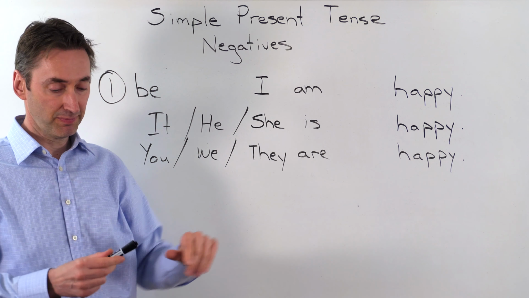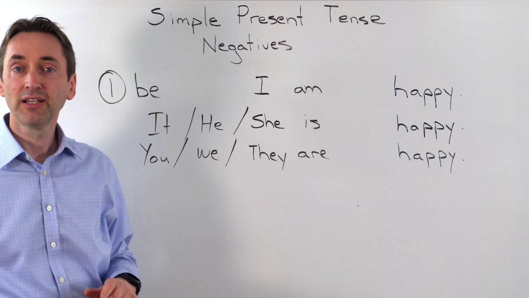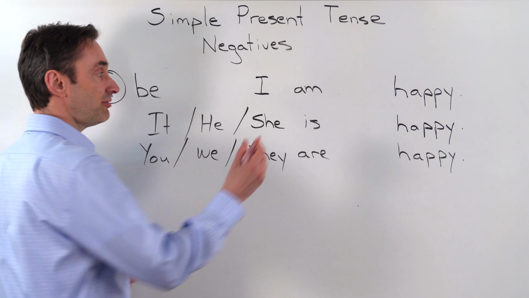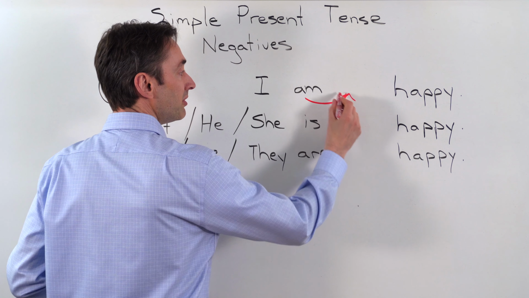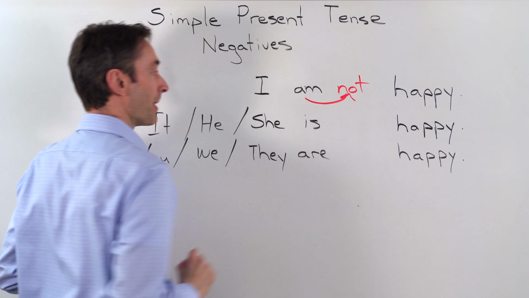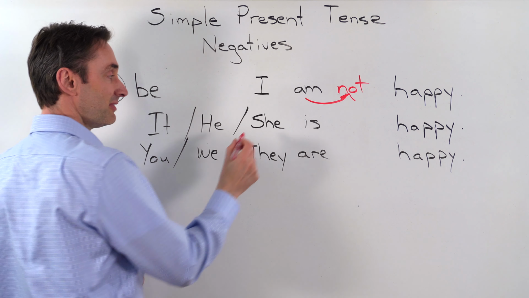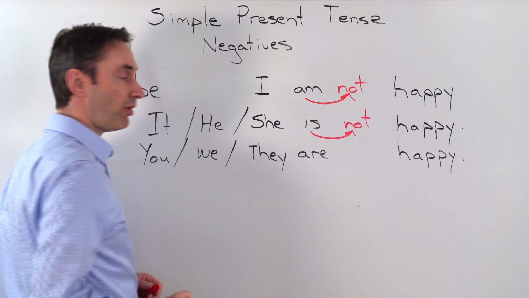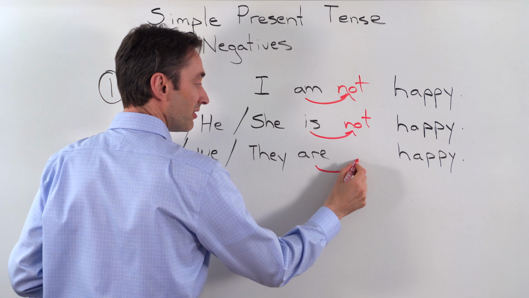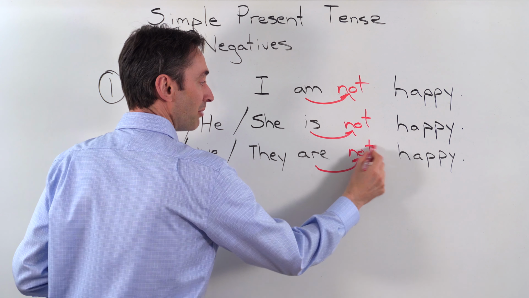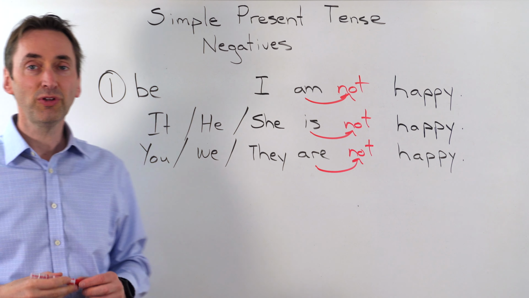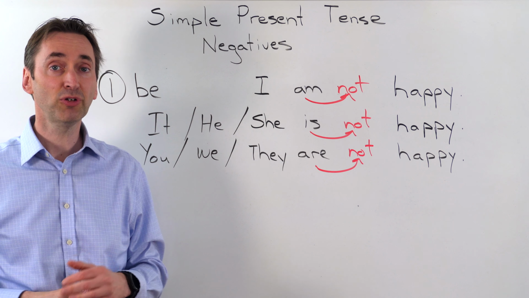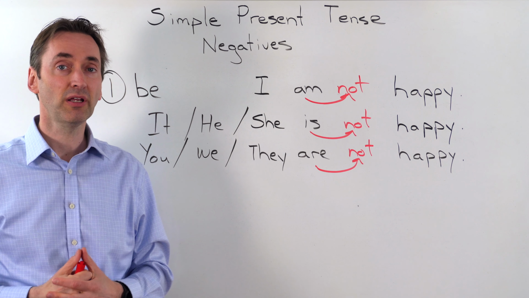So, I am happy is the affirmative form of that sentence. If I want to change it to a negative after the be verb, I add not. I am not happy. She is not happy. They are not happy. With be verbs, we add a not after the be verb in the sentence to make it a negative sentence.